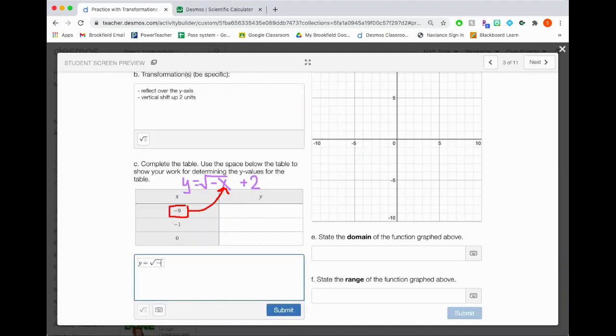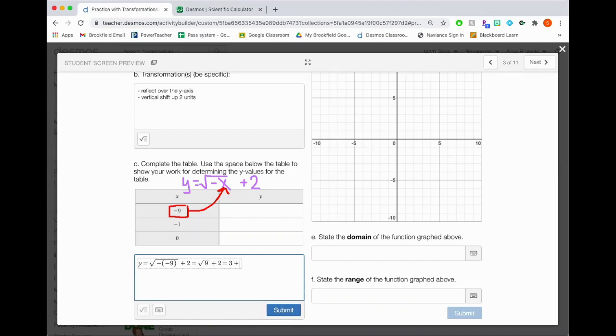negative, because I'm not replacing that first negative. Anytime I want to replace an x, I should use parentheses. So -9, and then outside the square root +2. In order to get outside the square root, you have to hit the right arrow key. So I'm going to simplify that. -9 becomes +9 on the outside, +2.